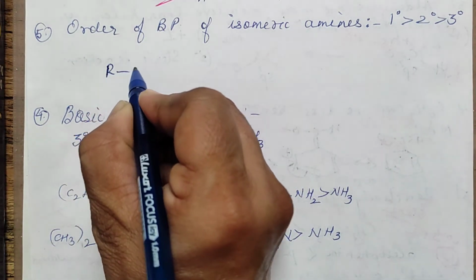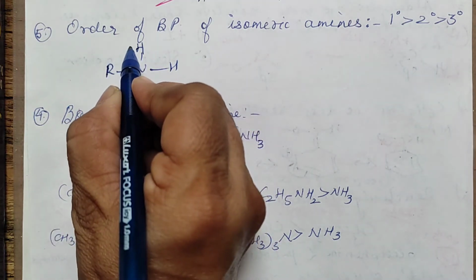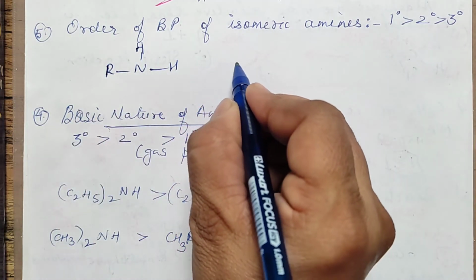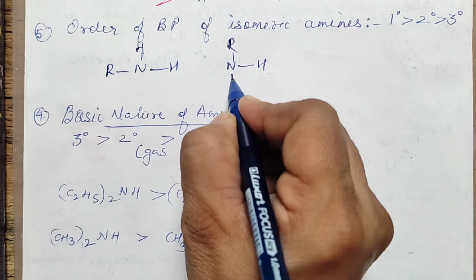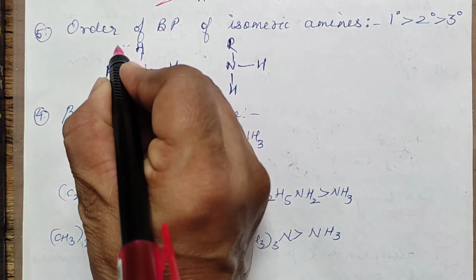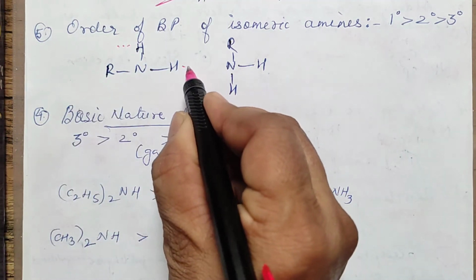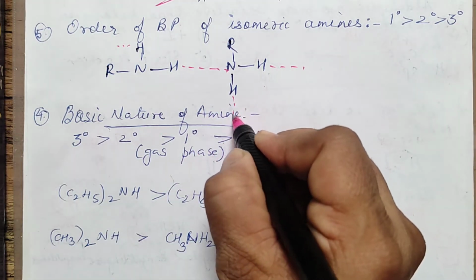So for that you can draw the structure. This is 1 degree. Here there can be, let me draw it and then I will explain one more. I will draw one more 1 degree amine. I will draw and explain it. So what you can have is, you can have H bonding this side. You can have H bonding this side. You can have even this side, even here.